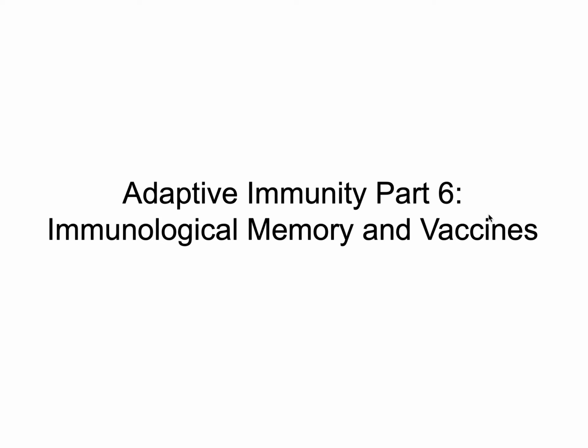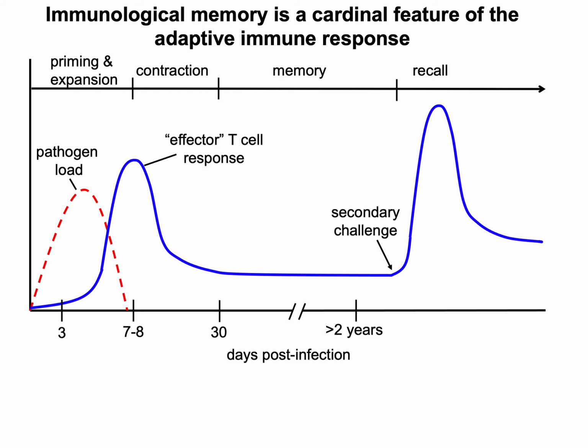In our last video session addressing the adaptive immune response, we're going to discuss the concept of immunological memory and how that leads to the development of vaccines. Immunological memory is a cardinal feature of the immune response, and it's illustrated here.